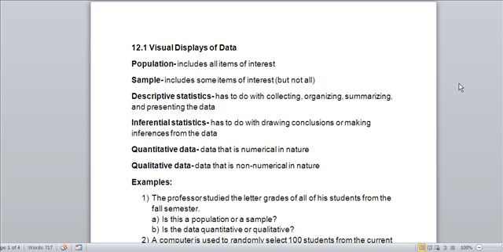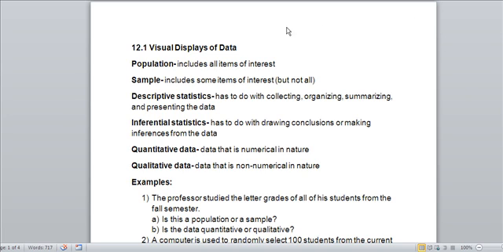Population is the grouping of all items of interest that are under discussion. The sample would include some of the items of interest, but not all. Descriptive statistics is the process of collecting, organizing, summarizing, and presenting data. It also can refer to the numbers themselves, but we'll primarily use it to mean the process. And inferential statistics is where we draw conclusions from the data we collect.